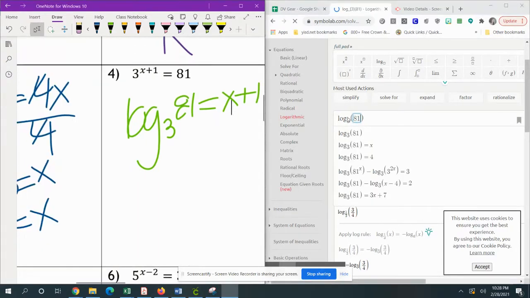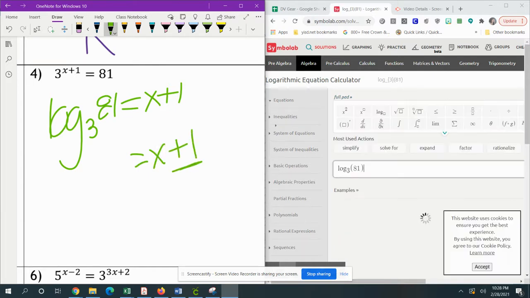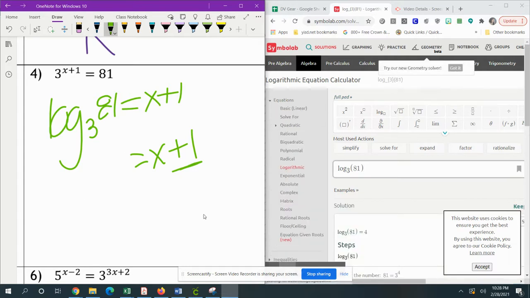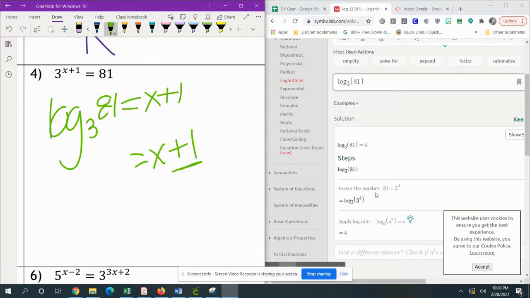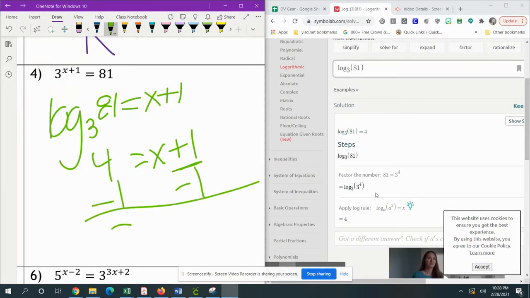I believe it gives me 5, but I could be wrong. Okay, so whatever we get there, it's going to be equal to x plus 1. And then our last step to solve for x, we would have to subtract this 1. But let's go ahead and see what this gives me real quick. It gives me 4. And then I was close. We subtract the 1, and 4 minus 1 gives me 3.